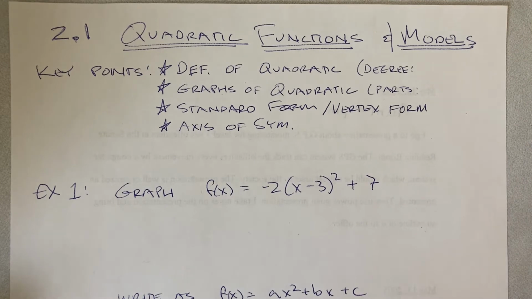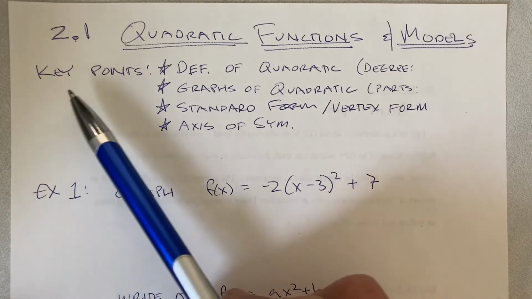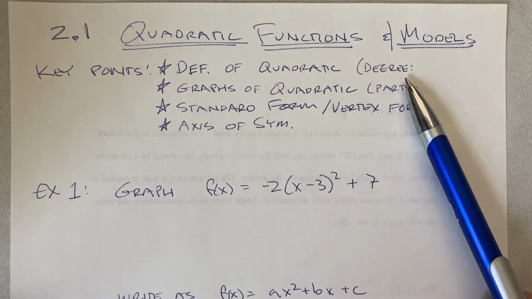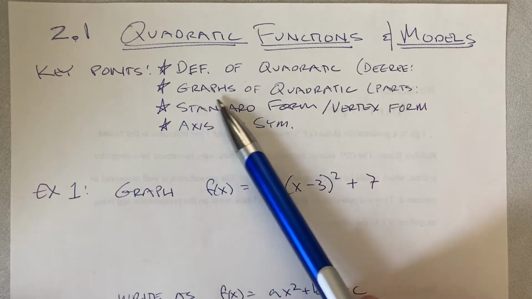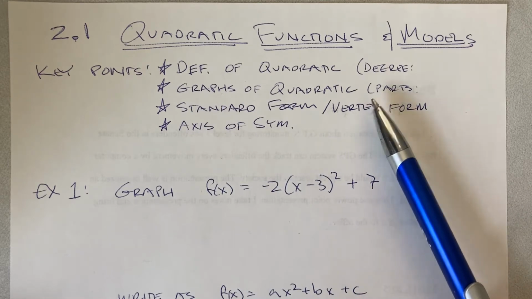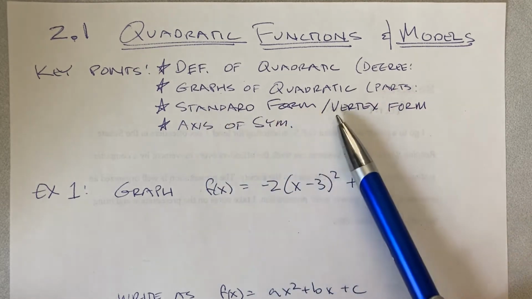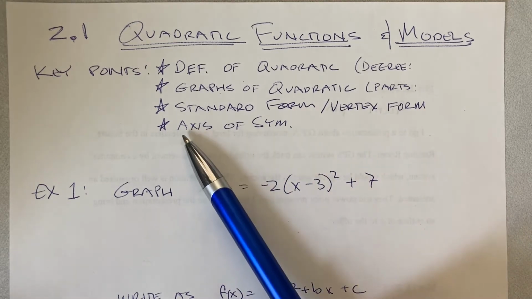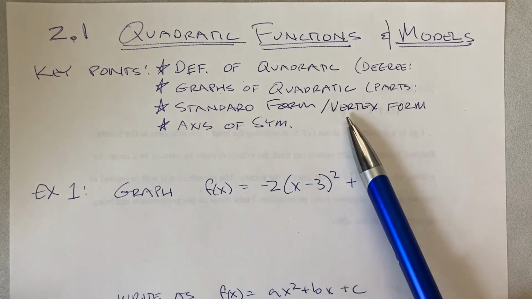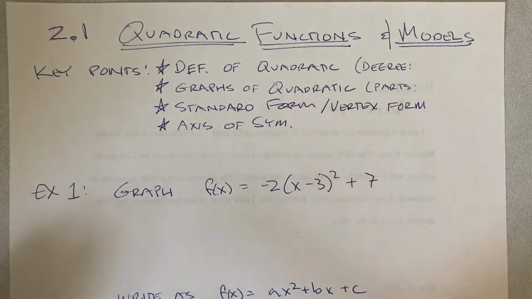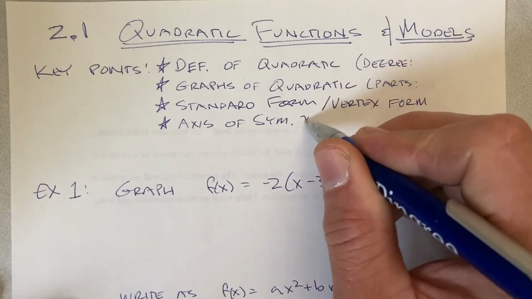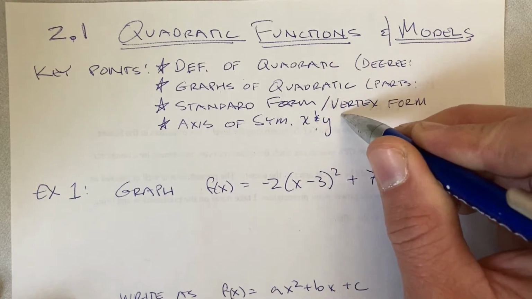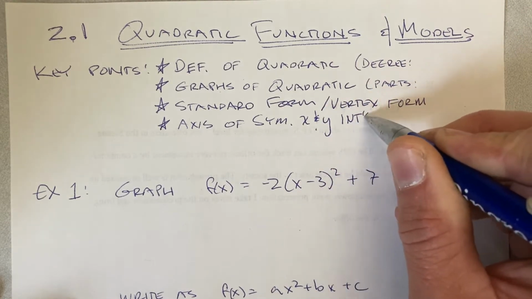So before we get started, I thought I would highlight the key points. I want to talk about the definition of a quadratic. I want to talk about how you draw a graph of a quadratic. I want to talk about the standard form and vertex forms of a quadratic and various parts such as the axis of symmetry, the vertex, and the x-intercepts and y-intercepts. So that is the main goal for me right here.